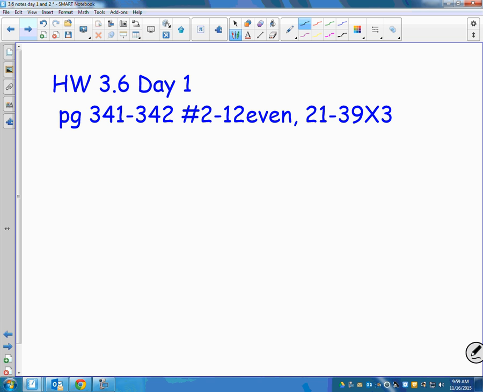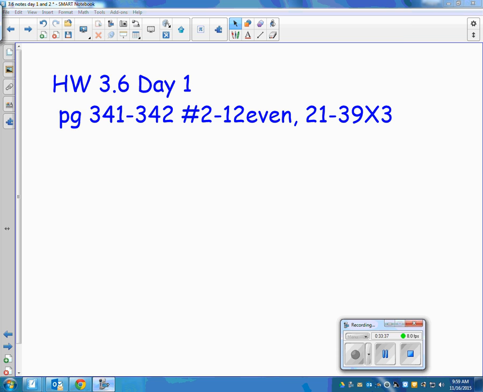On 33, 36, and 39, they give you a table and they ask you to find the missing values. Don't freak out on those. Look at it, put it in your equation, and figure out ways to solve it. I'm sure we'll do it tomorrow.